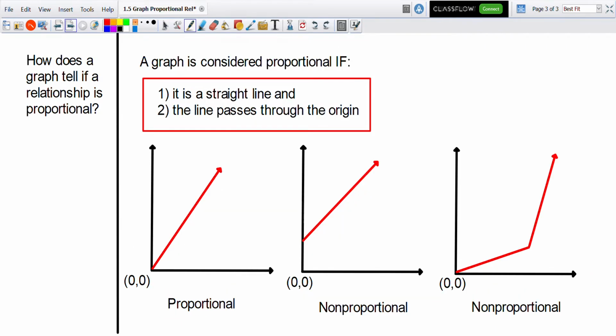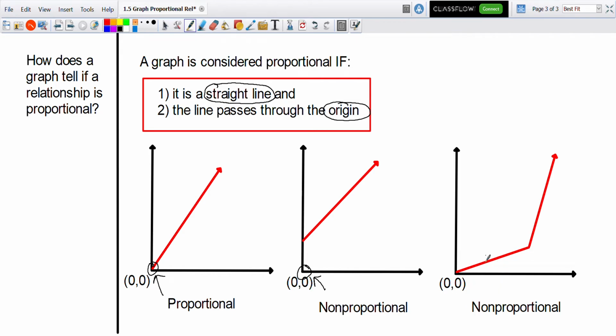So last slide here. If we're graphing proportional relationships, remember that for a graph to be proportional, it must follow two rules. One, it must be a straight line, and it must pass through the origin. So this first graph here is proportional because it is a straight line and it passes through the origin. The second one is non-proportional. It is a straight line, however, it does not pass through the origin.